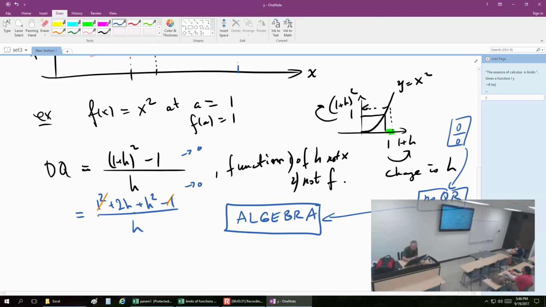But those are exceptional functions. So that free term, the one without h, just cancels. It will every time, and then you're left with something that we can handle very easily. We just divide by h, right? So what do I get? 2 plus h goes to 2 as h goes to 0. Okay, so the answer is 2.